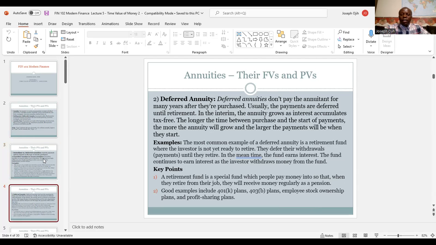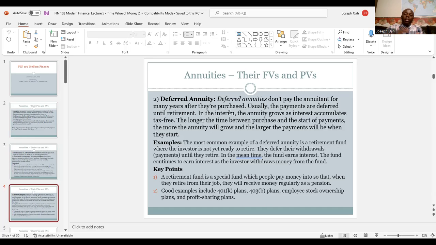Next one is the deferred annuity. This one does not pay any annuity for many years after it is purchased. So usually the payment is deferred until retirement. A pension fund, or what I call a retirement fund, is a good example. Funds like 401k plans and 403 plans, which are all pension plans, are a good example of deferred annuity.